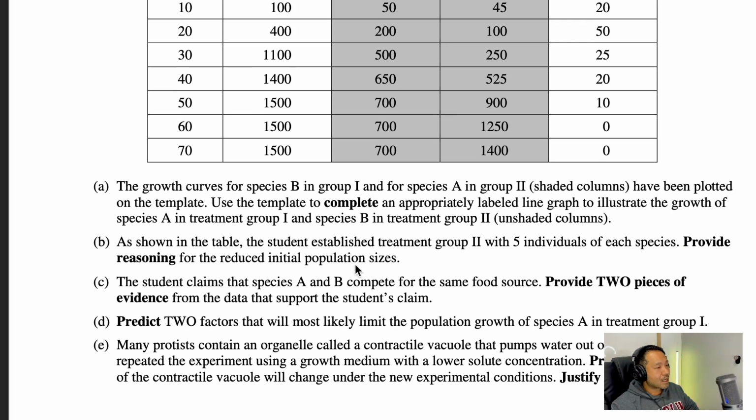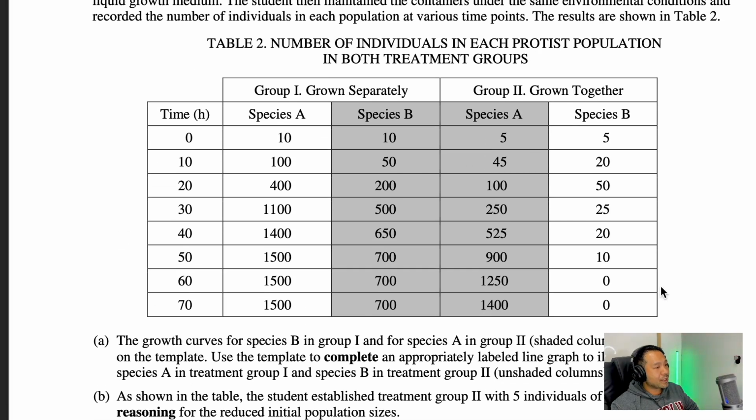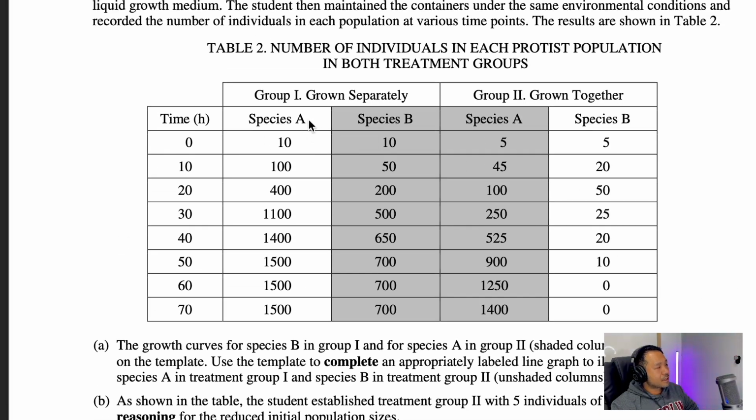And then the student claims that A and B compete for the same food source. Provide 2 pieces of evidence from the data that support the student's claim. In this case, we are going to have to refer back to the competition idea from ecology that I mentioned. So I would argue that when you look at species A and B grown separately, they do better, but when they're grown together, one of them goes locally extinct.